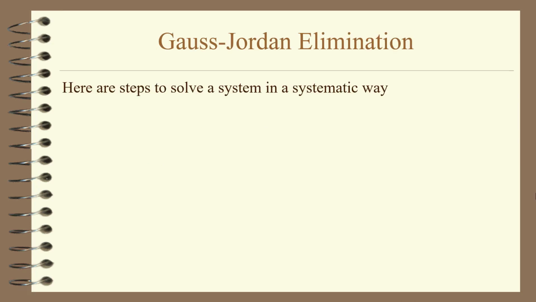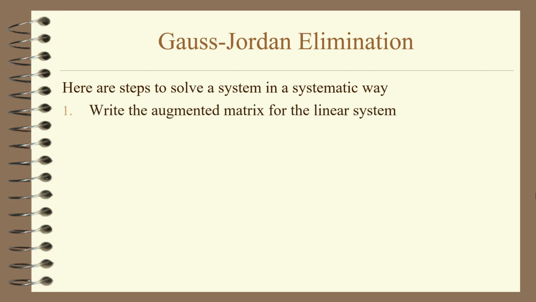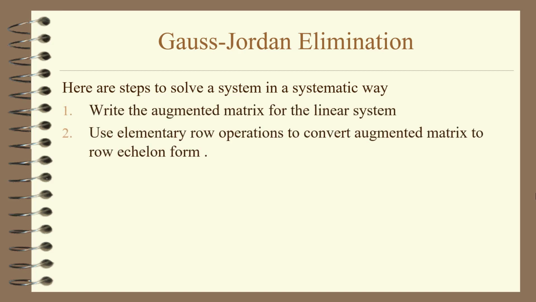Now that we have this new form, here is an improved version of Gauss elimination. It's essentially Gauss elimination where we just skip the back substitution phase. First, write the augmented matrix for the linear system. Second, use row operations to convert the augmented matrix to row echelon form using row reduction. Normally now, for Gauss elimination, we would go right from here to the system and use back substitution. We're going to skip that step.